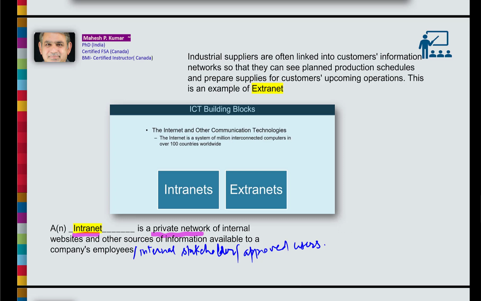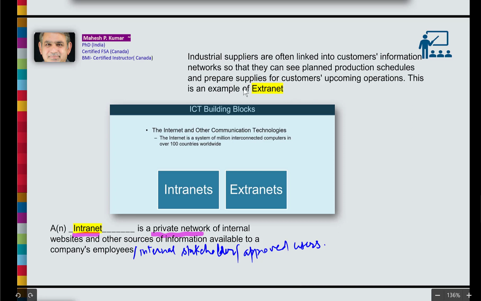For example, when you log on to ecampuslife.ca, this is an intranet. So you are an approved user, therefore you can log in. This is not available to each and every person who is on the internet. Other people can browse the internet, but they can't come to ecampuslife.ca because it is a private network of internal websites by CDI, and it is accessible only by company employees, company staff, internal stakeholders, or any other approved users like students.